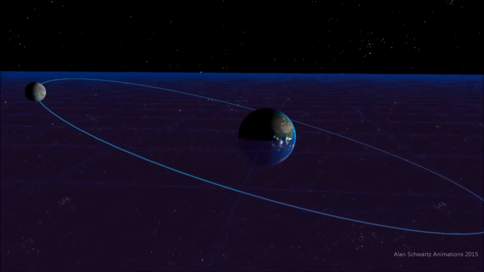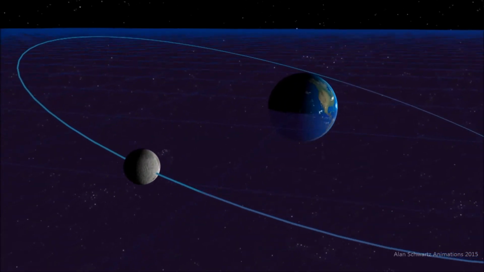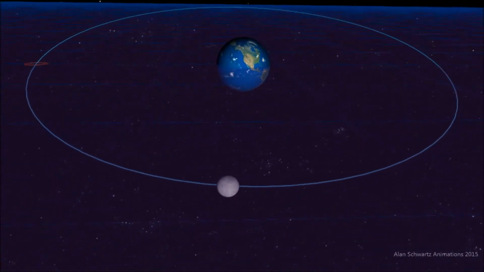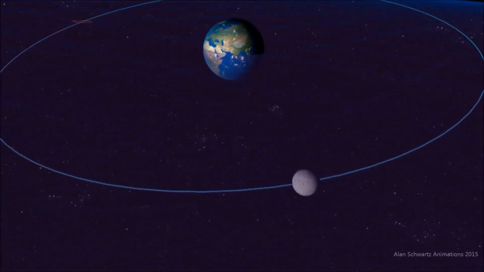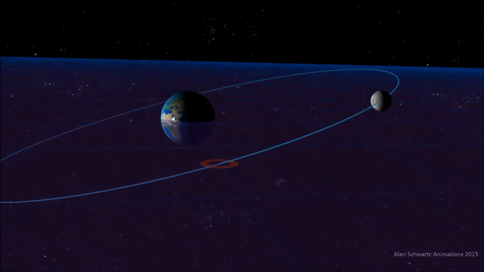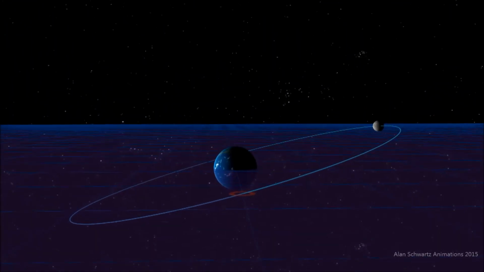Here we see the moon as it passes through the descending node located here on its voyage to its lowest orbital point. Then again here, passing through the ascending node on its way to its highest orbital point. This cycle repeats every 27 days on average. We see that the moon is level with the plane of the Earth and Sun at these two locations.